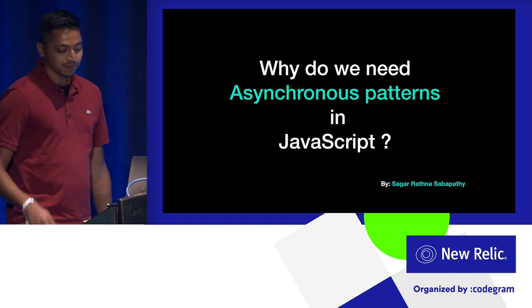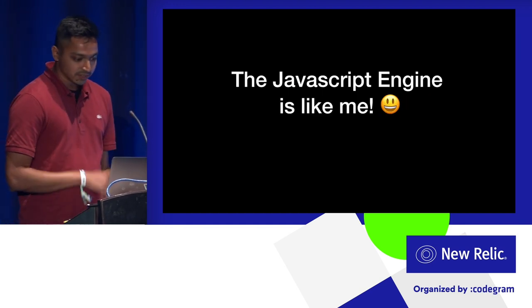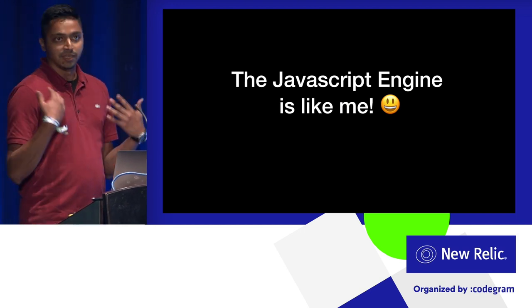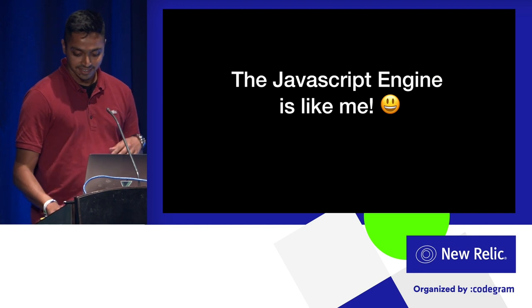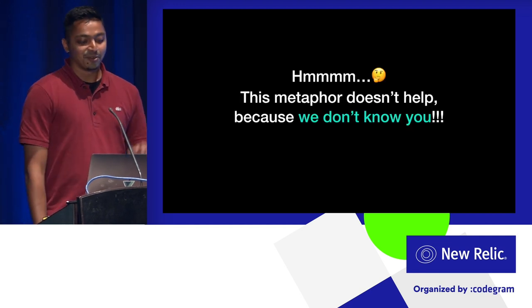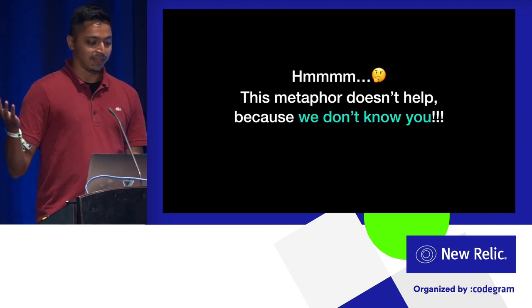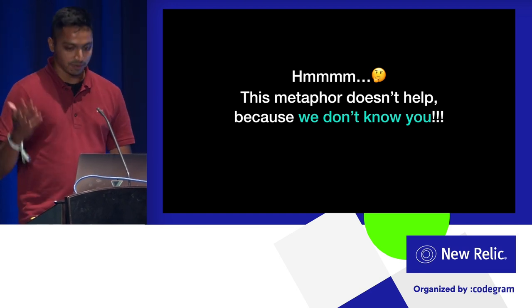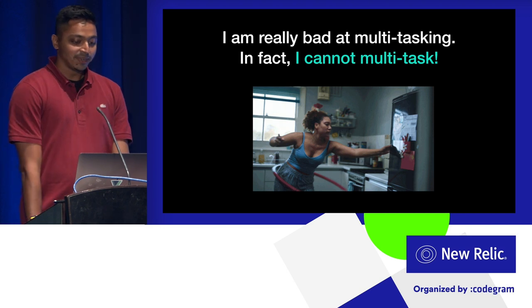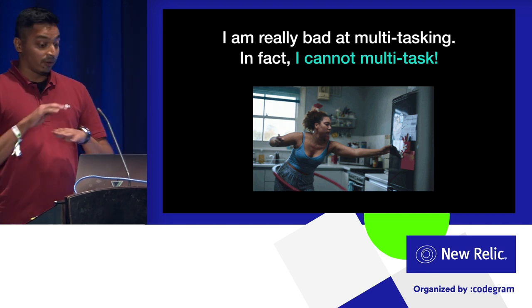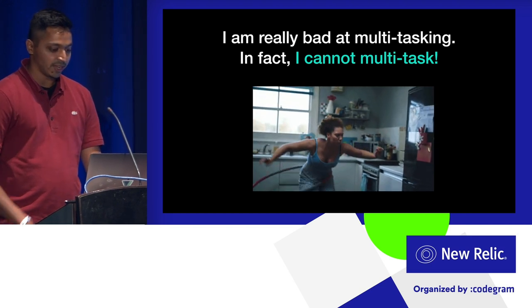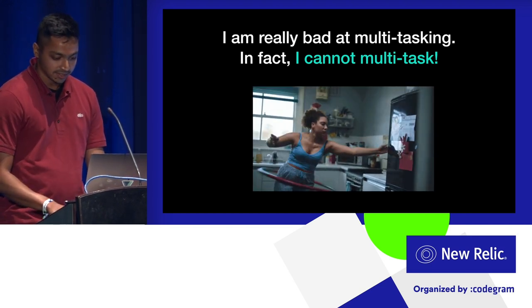Why do we need asynchronous patterns in JavaScript? Let me explain that with a metaphor. The JavaScript engine is like me. Yeah, you heard it right. Now you might be thinking this metaphor doesn't help because you don't know me, so I'm going to tell you something about me. I'm really bad at multitasking. In fact, I cannot multitask. I'm like this person who fails every time I try to multitask.